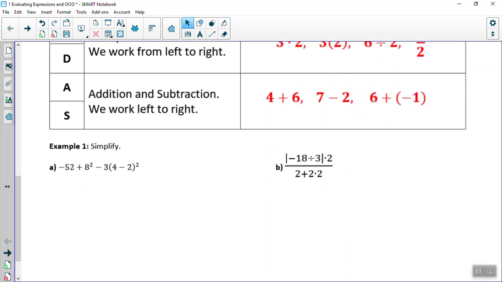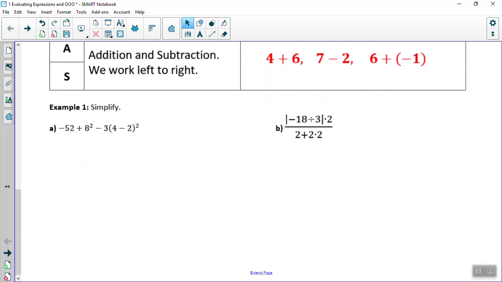Alright, so let's come down and take a look at these two examples. We're going to start with what's inside our grouping symbols, our 4 minus 2. So we're going to take care of that first, and then we'll bring everything else down. Remember, we want to work these out one step at a time. So when I do 4 minus 2, that gives me 2. And I bring everything else down, the negative 52. At this point, I also worked out the 8 squared, which is 64. And I brought down my 3.